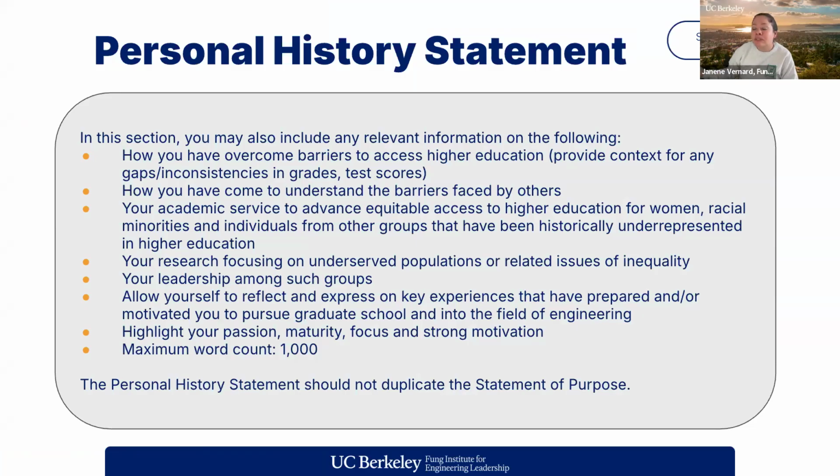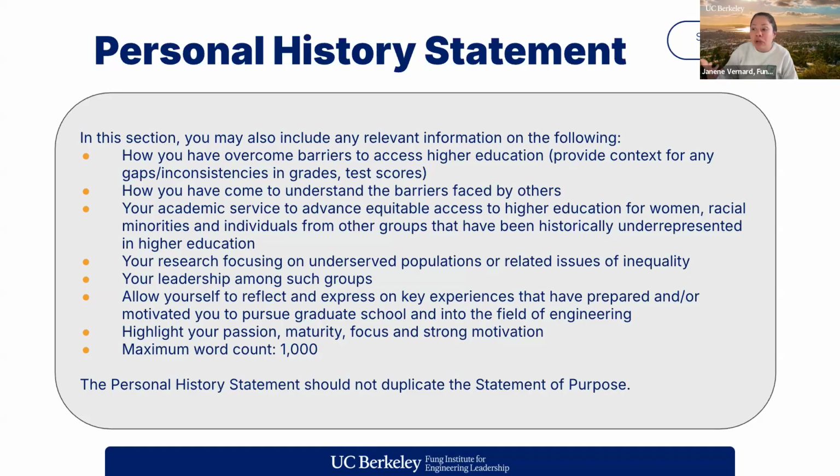In terms of the personal history statement, you may want to include relevant information on the following: how you have overcome any barriers in accessing higher education, and context for any gaps or inconsistencies in grades and test scores. Maybe you had to take on an extra job, or maybe you were sick or caring for somebody who was sick, or many things happen. Please provide that context, and make it easy for the reviewer to understand what happened.